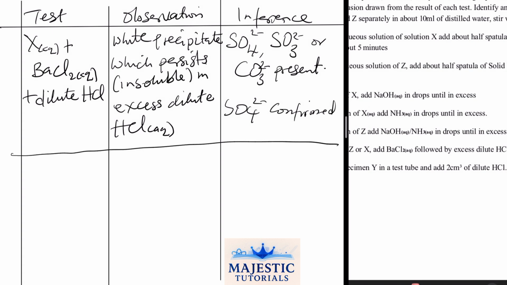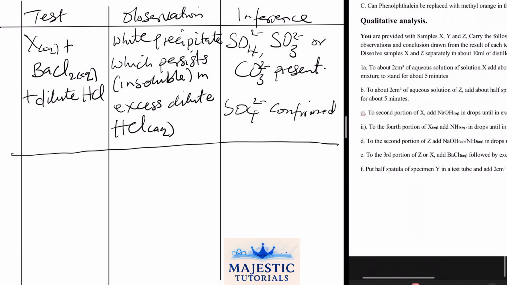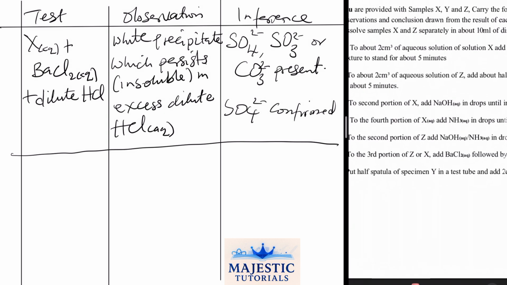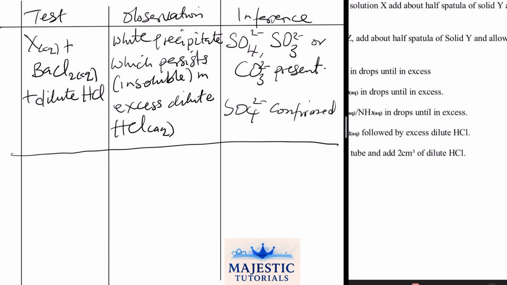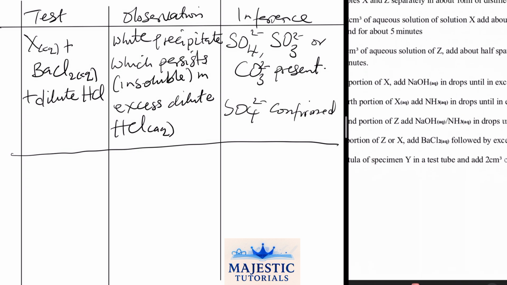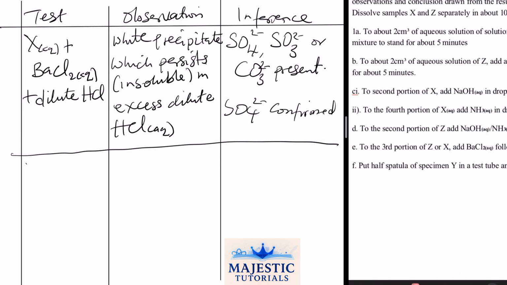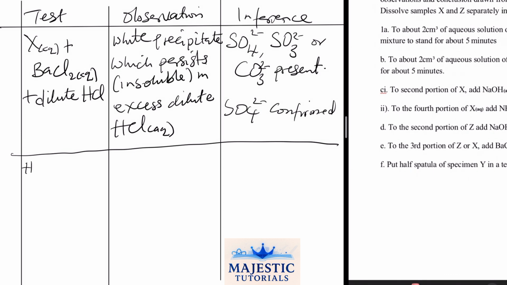So then we go to the last one, or the least question. They say put half spatula of specimen Y in a test tube and add 2 cm of dilute HCl. Okay, this one is displacement reaction all through to liberate hydrogen gas. Your job is to say, follow the report the same way.